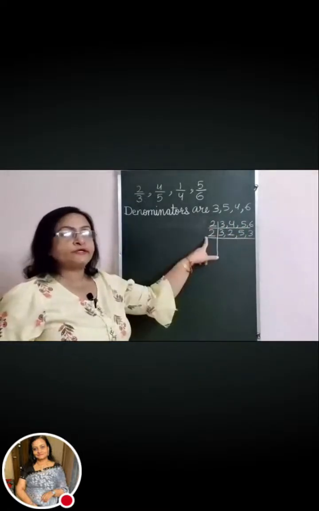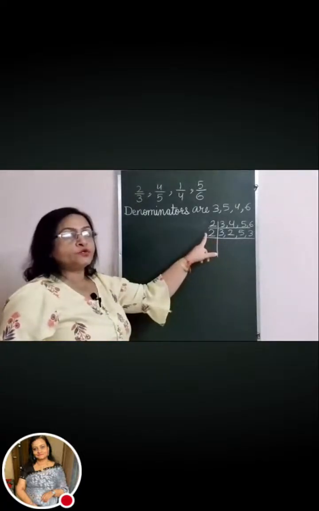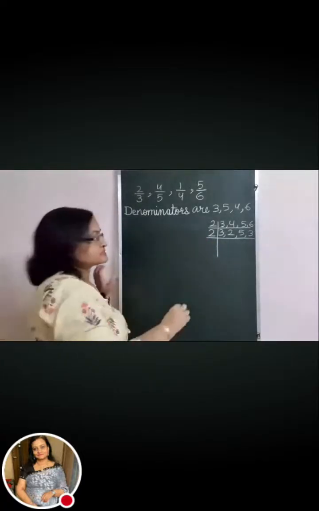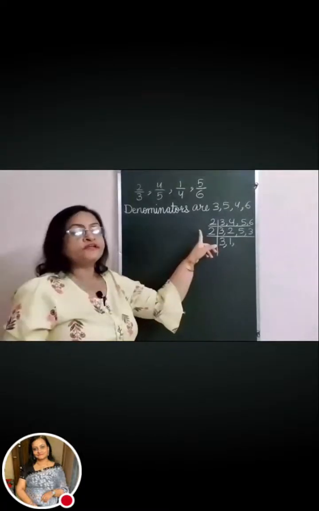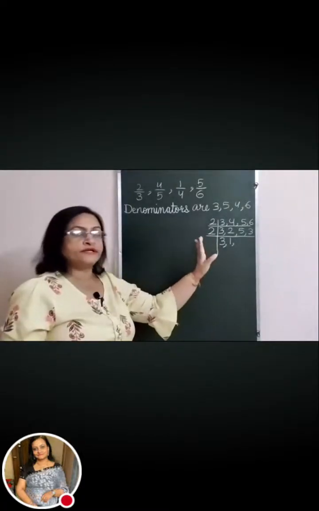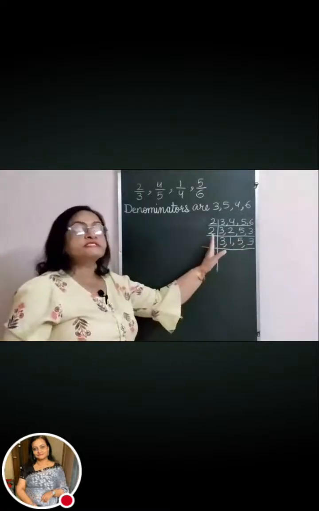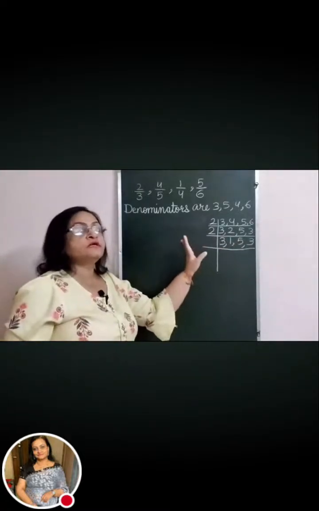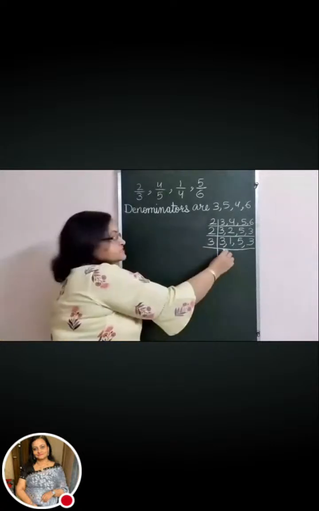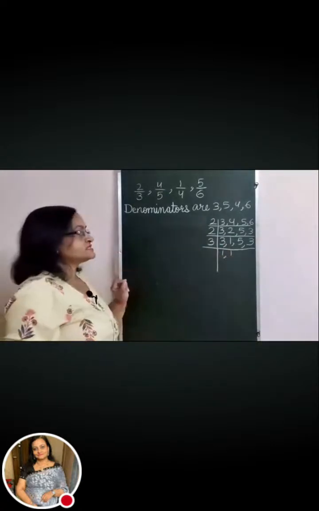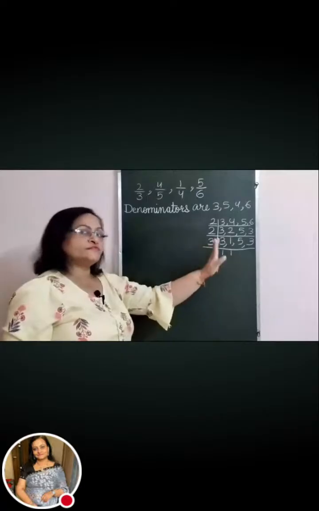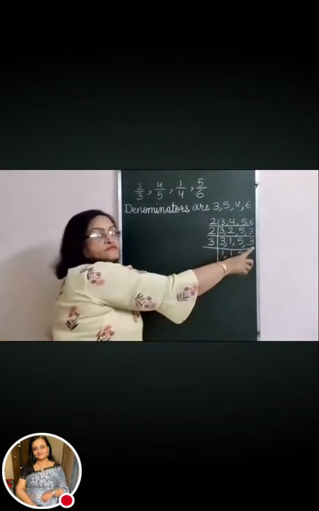Now again we will take 2. 3 cannot be divided by 2. So 3 will be written as it is. 2 ones are 2. 5 cannot be divided by 2. So 5 will be written as it is. And this 3 also will be written as it is. Now there is no even number. So we will divide them with 3. 3 ones are 3. This one will be written as it is. 5 cannot be divided by 3. So it will be also written as it is. And 3 ones are 3.